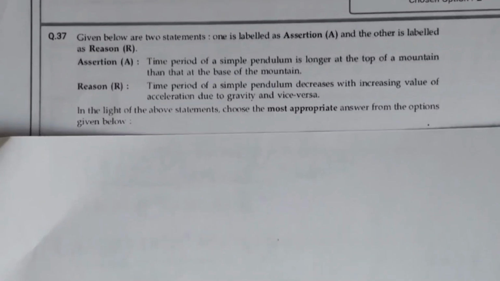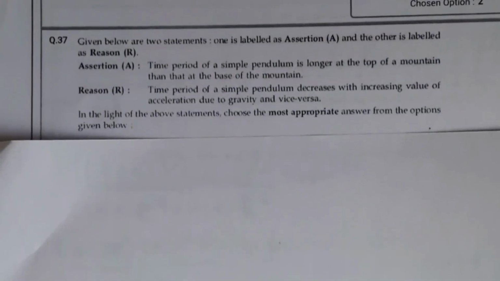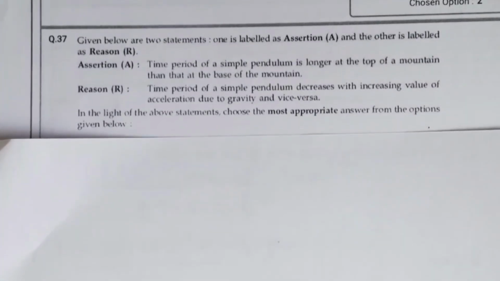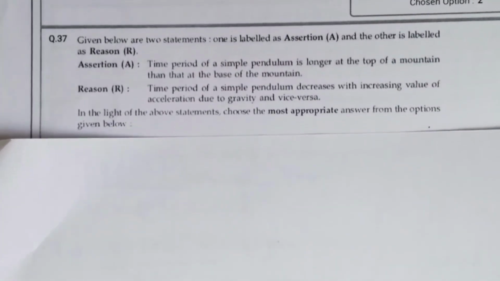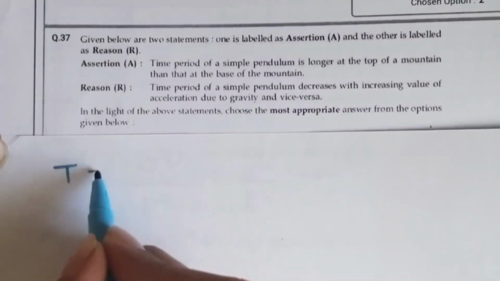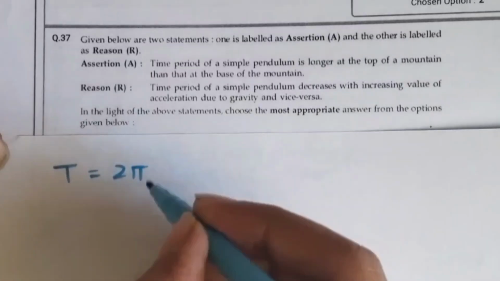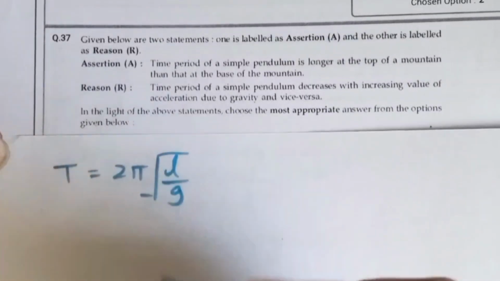Let us move to the next question, which is also assertion reason type. The question is telling in the assertion that the time period of a simple pendulum is longer at the top of a mountain than at the base of the mountain. Is it correct? See, the time period of a simple pendulum formula is given as T equal to 2 pi root over L by g.